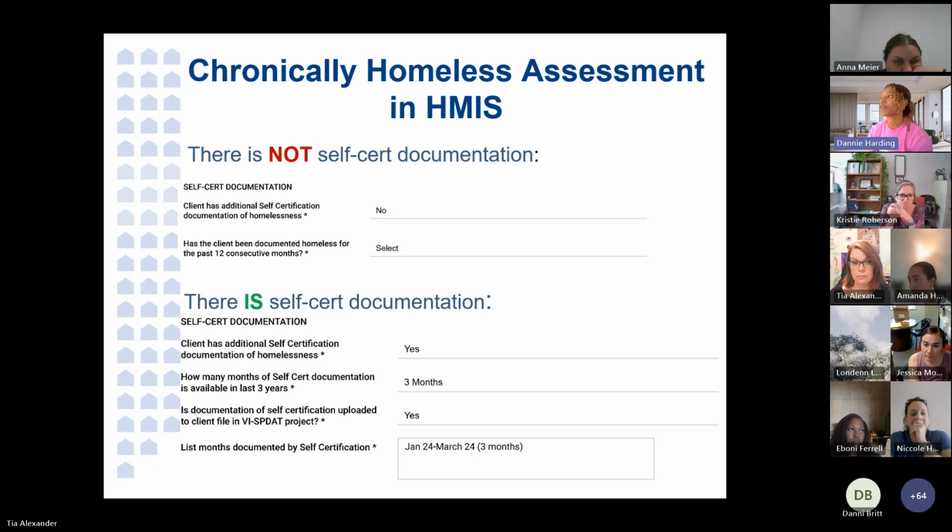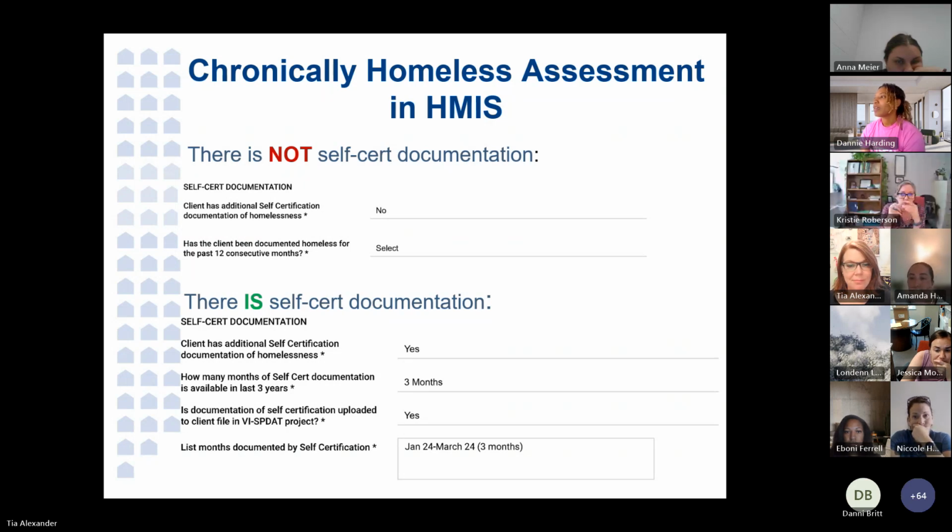Next, you'll answer questions for self-certed documentation. If all 12 months have third-party documentation, or if the client does not have self-certed documentation, leave the answer as no and move on to the next question. If there is not 12 months, go ahead.